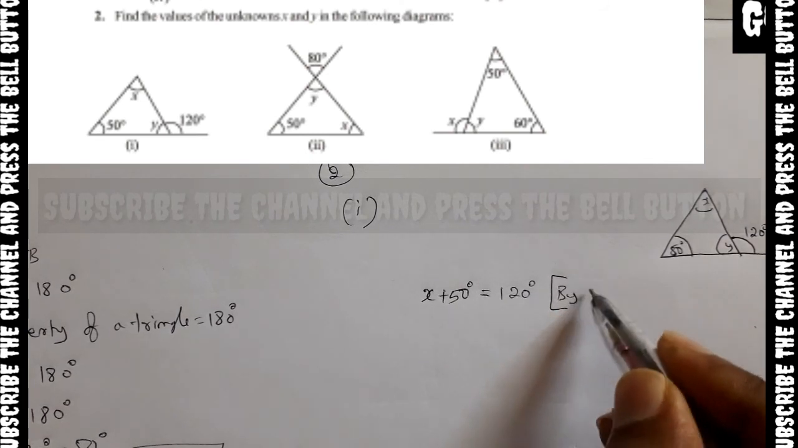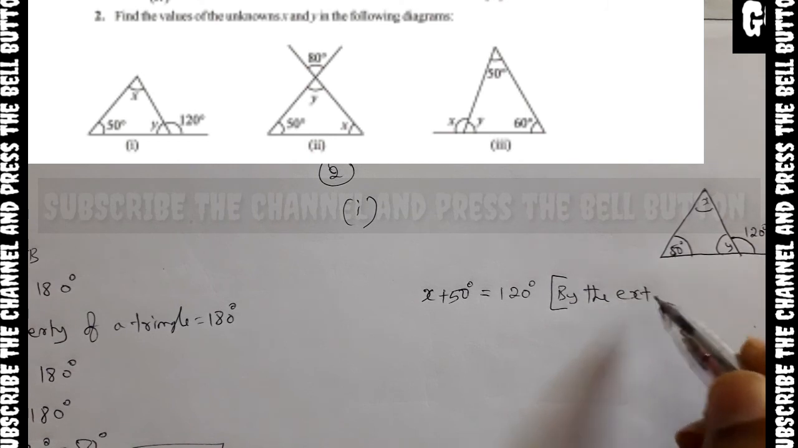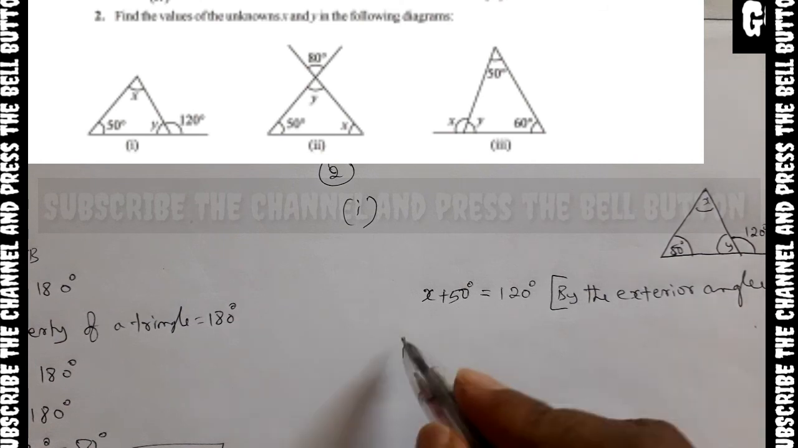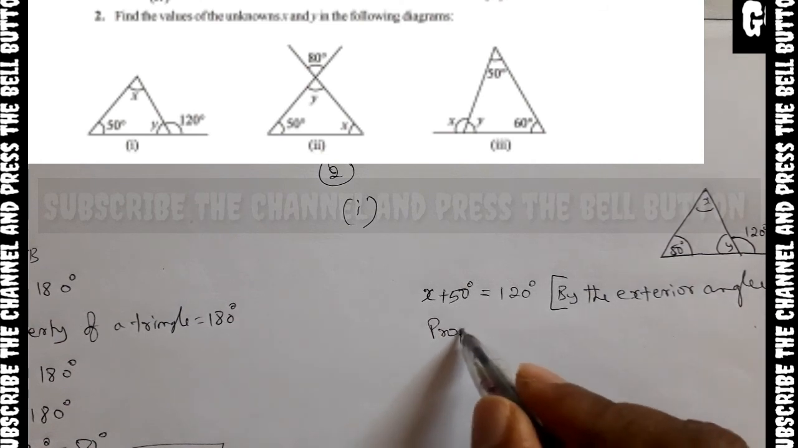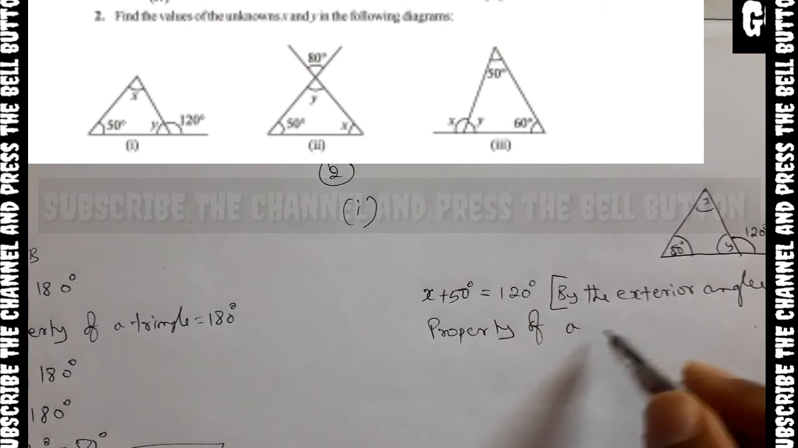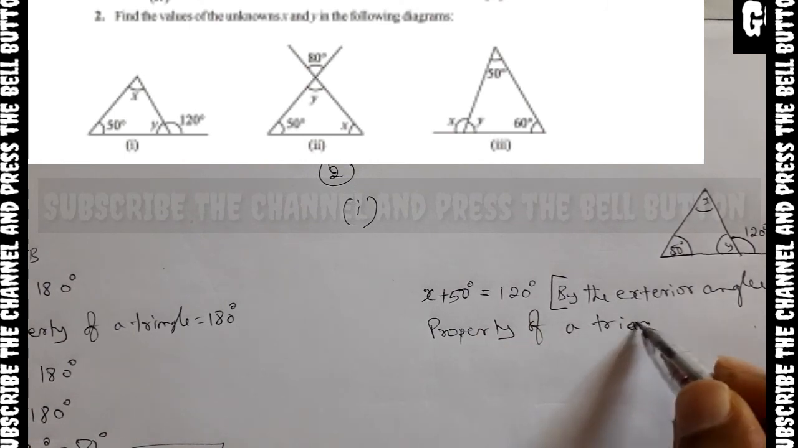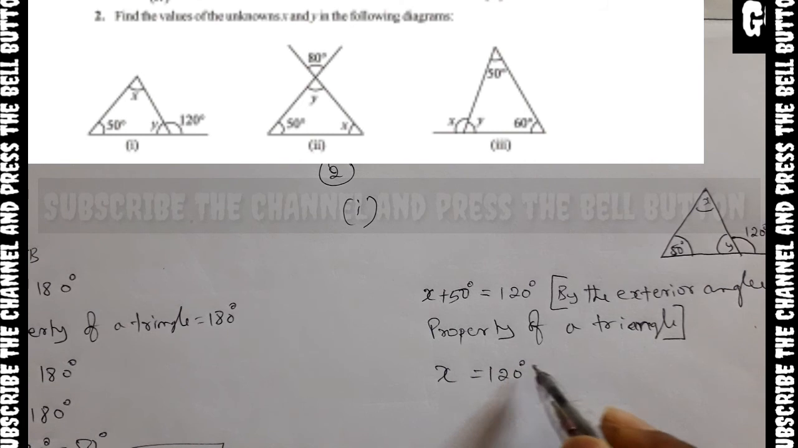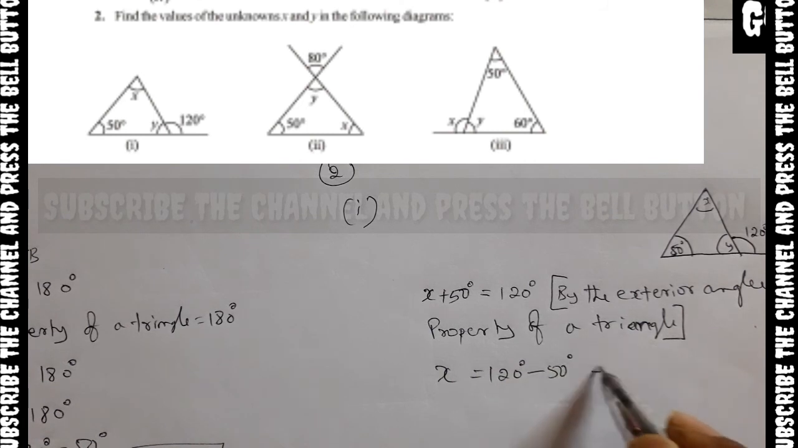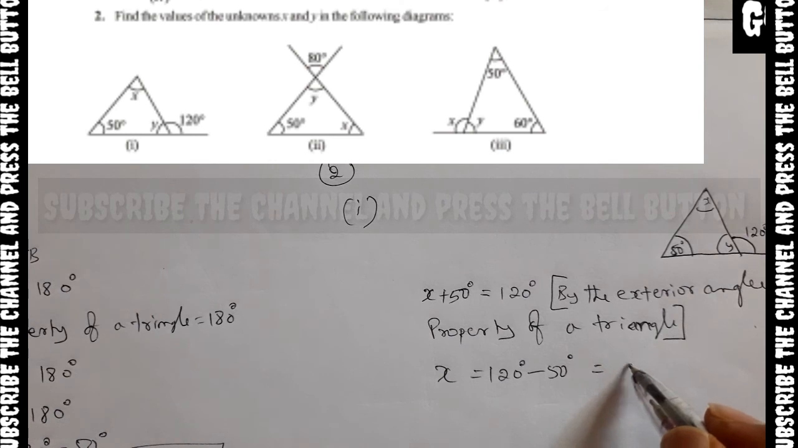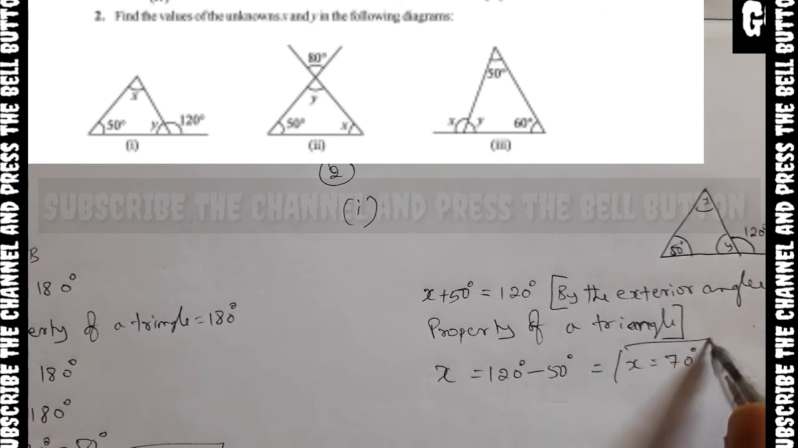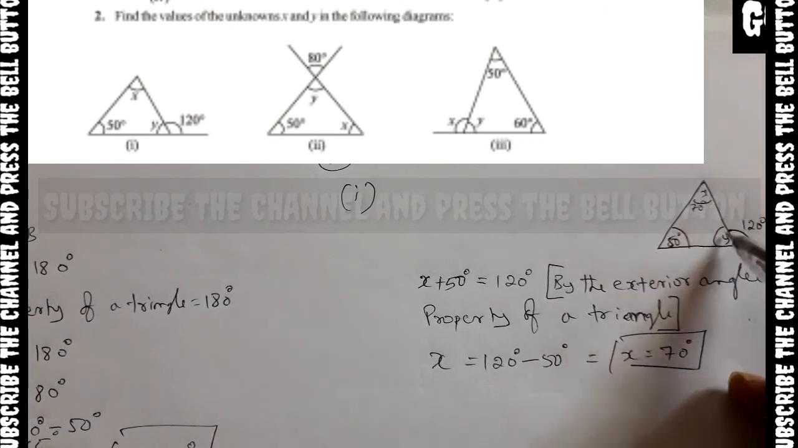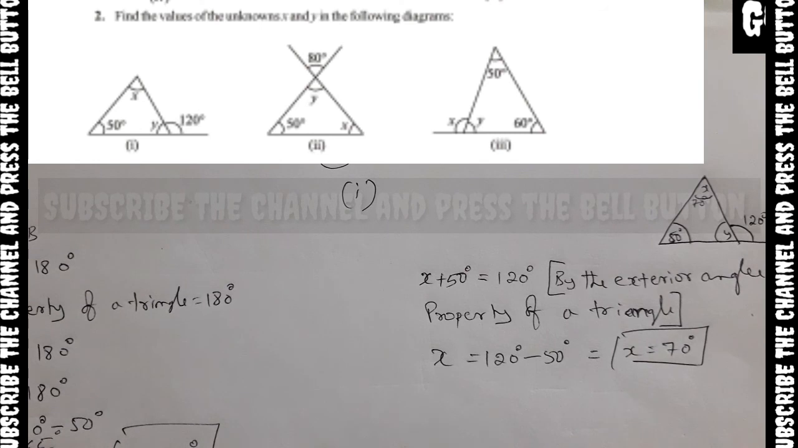By the exterior angle property of a triangle, x is equal to 120 degrees minus 50 degrees, moving from right hand to left hand side. x is equal to 70 degrees. We found the x value, that is 70 degrees. We can find this one too. Why? Use the same formula here.